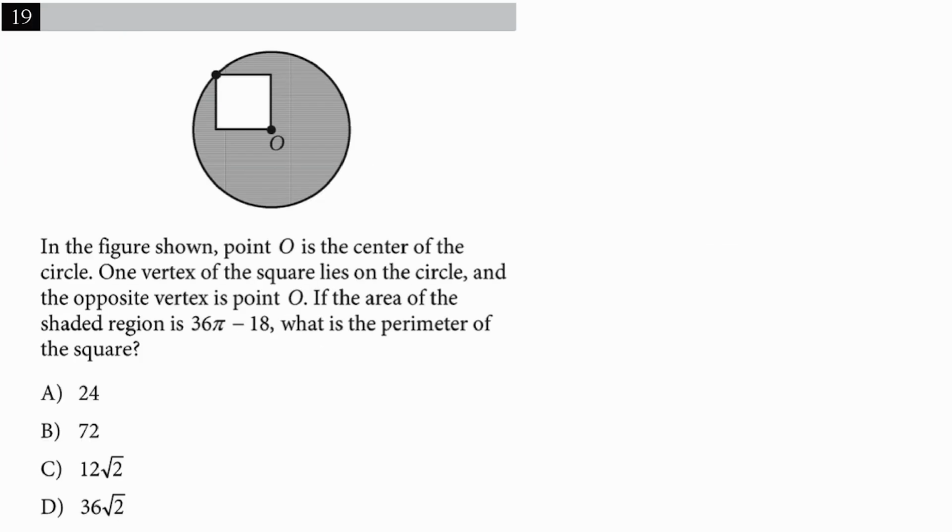In the figure shown, point O is the center of the circle. One vertex of the square lies on the circle, and the opposite vertex is point O. If the area of the shaded region is 36 pi minus 18, what is the perimeter of the square?